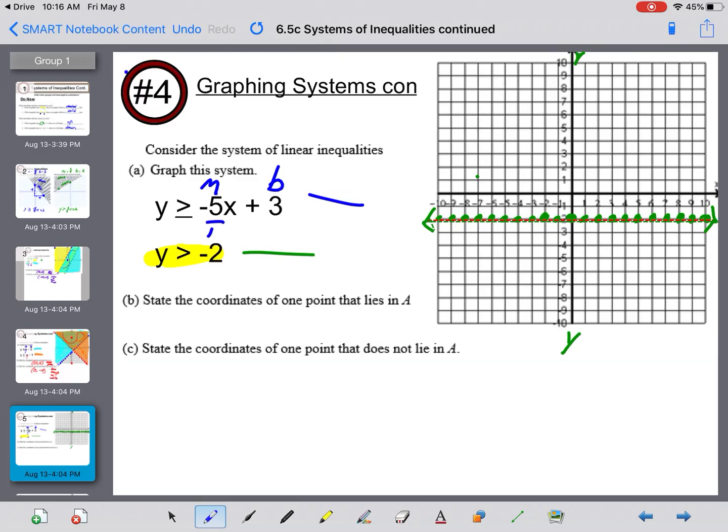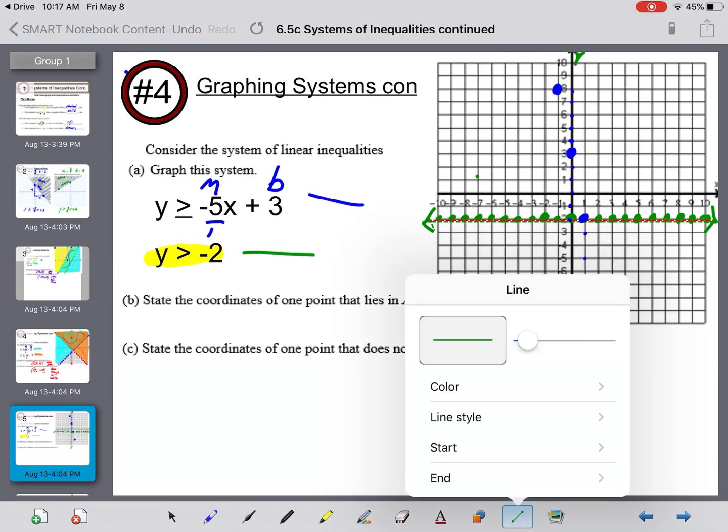And we have an m value and a b value. M is negative 5 over 1, and our y-intercept is positive 3. Negative 5 means down 5 and to the right 1. So 1, 2, 3, 4, 5, right 1. 1, 2, 3, 4, 5, right 1. We run out of room, so now I can go up and to the left. 1, 2, 3, 4, 5, left 1. So we should have 4 distinct points there.